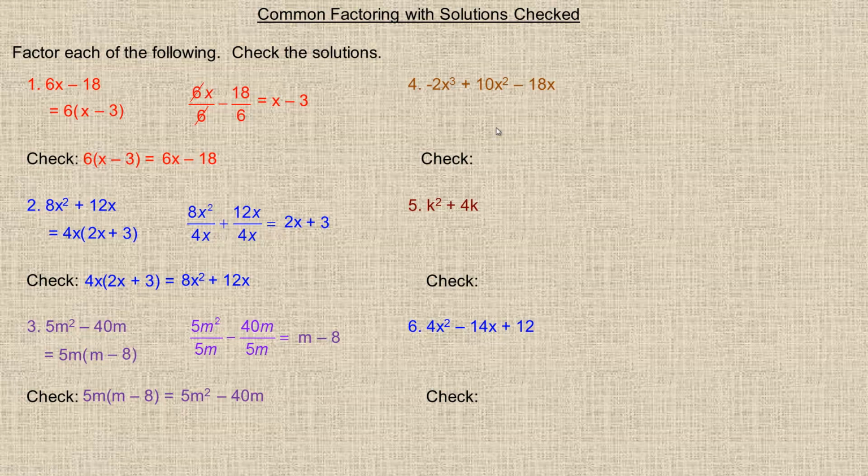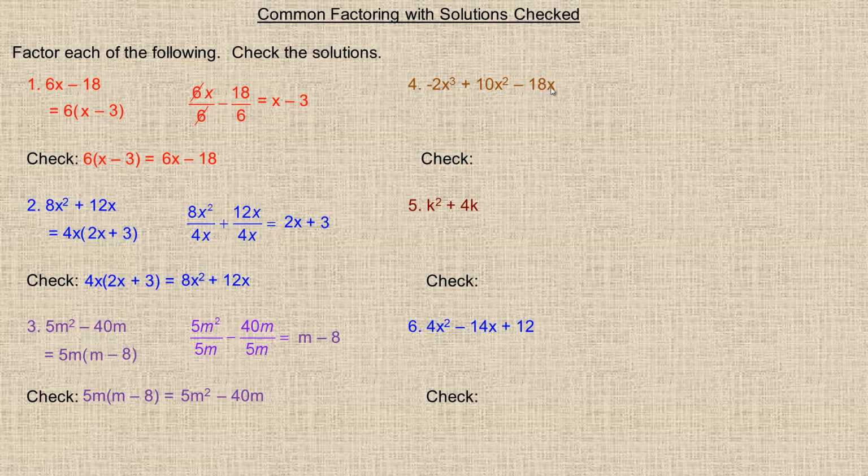In question number 4 up here, when the expression you're factoring starts with a negative, it's a good idea to always factor out a negative common factor. So there's a negative 2 at the beginning here. So we have coefficients of negative 2, 10, and negative 18. So negative 2 would divide into all those. This is the largest number. We could factor a 2 out, but it's common practice if there's a negative at the beginning to factor a negative out. So we'll factor a negative 2 out.